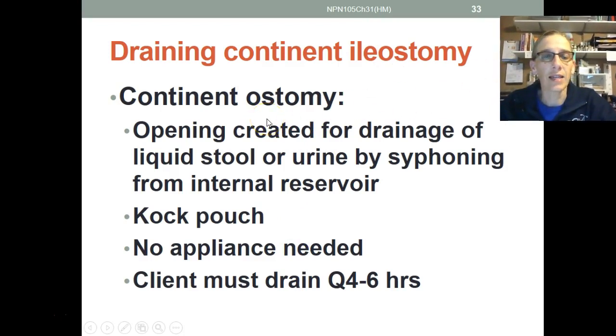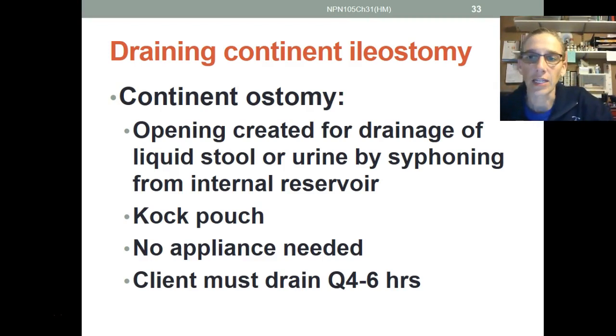All right, draining a continent ileostomy. A continent ostomy is an opening created for the drainage of liquid stool or urine by siphoning from an internal reservoir. So this is a little bit different. What they would do is they have this Kock pouch. I don't know if I'm saying that right, but that's how I say it.